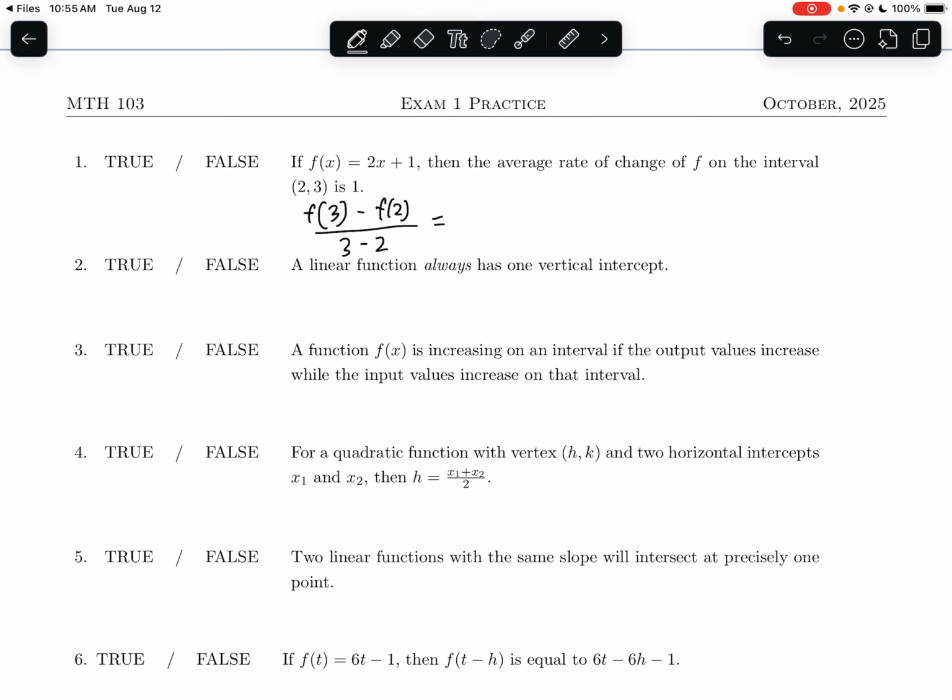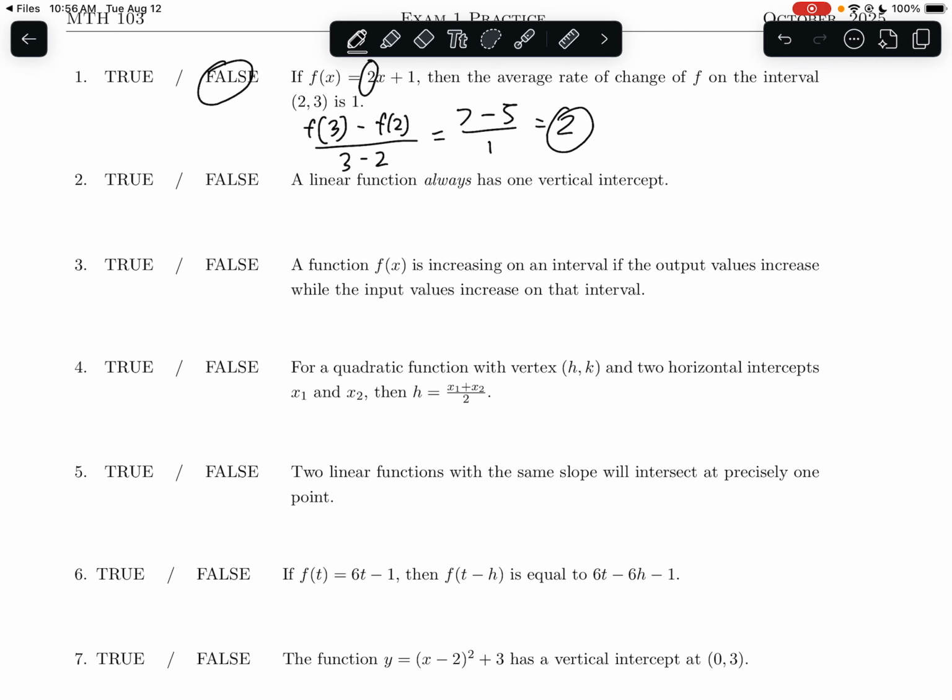And if we put in these numbers, you can evaluate them in the function. If you put in 3, you get 7, and if you put in 2, you would get 5, and then divide by 1, and you get 2. And so the answer is false because it's not 1. The other way that you could do this is just to realize that for linear functions, the average rate of change is the slope, and the slope is 2, so we get the same number.